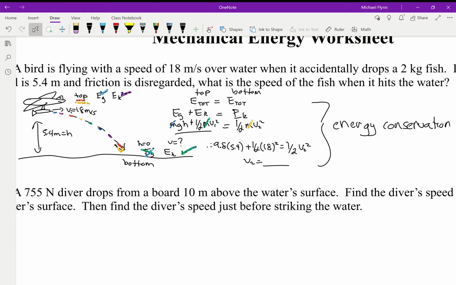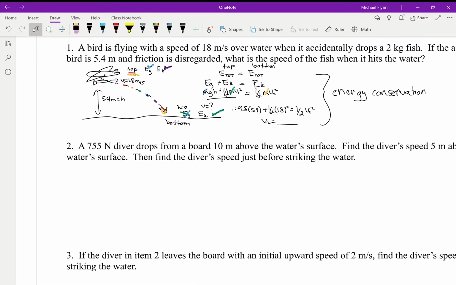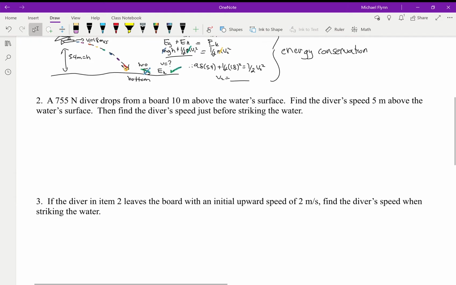Okay, so that is the energy conservation method. The total energy stays the same. All right, so now that you've got some idea on what to do, let's try the second one.